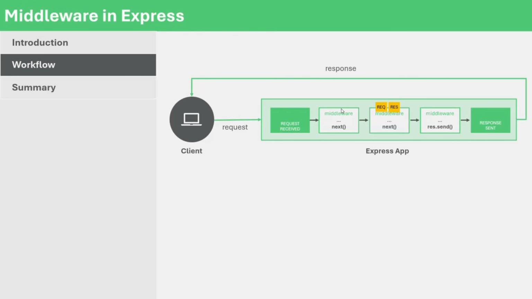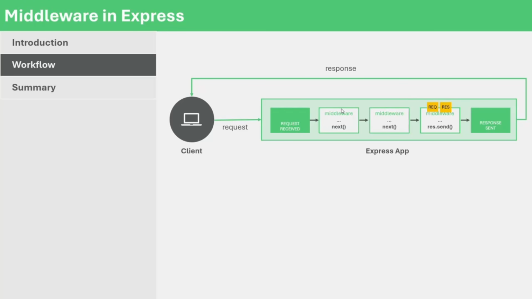And in the last middleware, which is responsible for sending the response back to the client, we do not need to call the next function, because since it is the last middleware in the stack, even if we call next, there is no more middleware to call. So the last middleware is generally responsible for creating and sending the response to the client. Once the response is sent, the request-response cycle is finished for that particular request, and the Express application can handle any other incoming request.